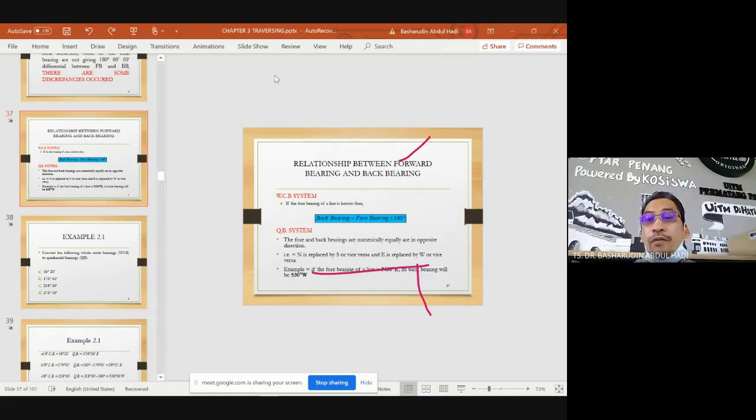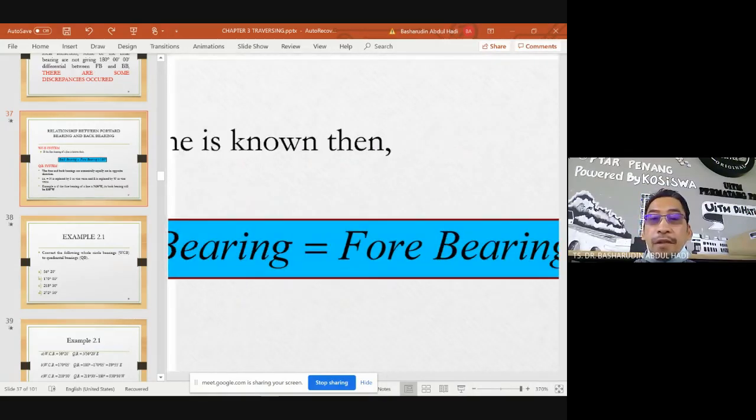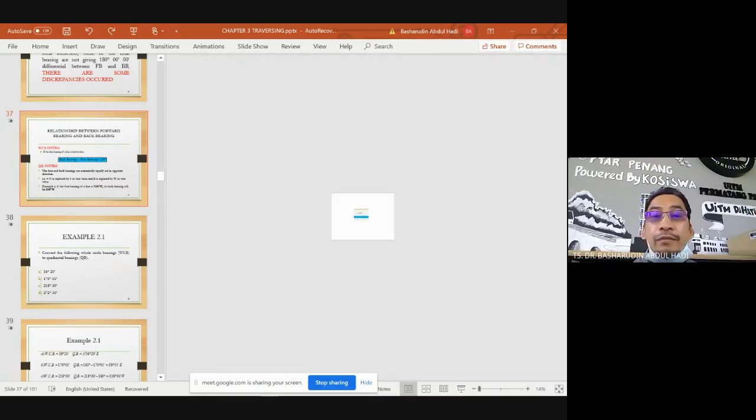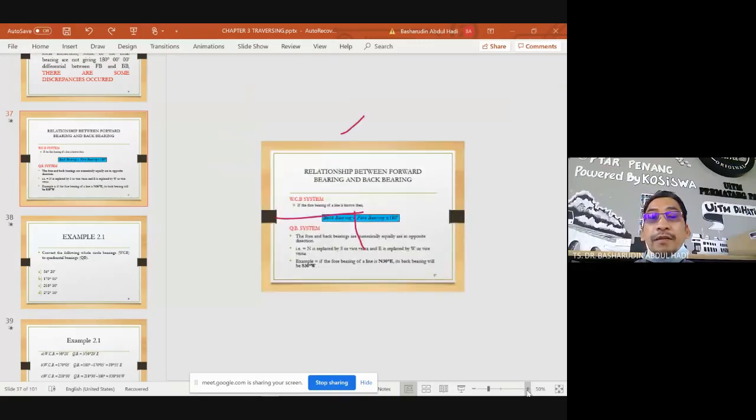Okay, we go for slide number 37. Slide number 37. Let me adjust the view. It's too small, I think.